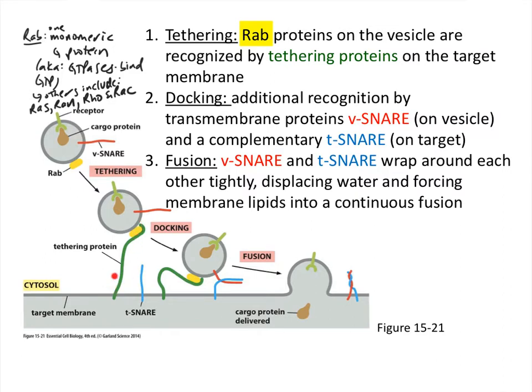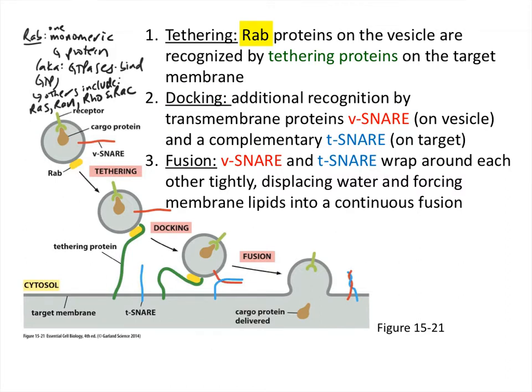Once this fit takes place, then it's possible to go on to the next step, which is docking. Docking then is an additional step of recognition by which transmembrane proteins, V-snare, which is shown in red here, a second protein on the vesicle, which is shown as longer in this diagram, is complementary in terms of being able to fit with something called a T-snare. And the T-snare is this blue protein, which is on the target. Basically these look kind of like outstretched arms, and so when they bump into each other, they can form an association which allows for docking.